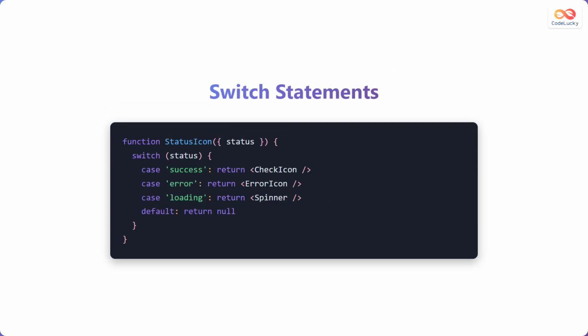Switch statements are useful when you have multiple conditions to check against a single variable. In the code, the StatusIcon component uses a switch statement to render different icons based on the status prop. If the status is success, it renders a check icon. If the status is error, it renders an error icon. If it is loading, it displays a spinner. For any other status, it returns null, rendering nothing. Switch statements are ideal for handling multiple, distinct states.